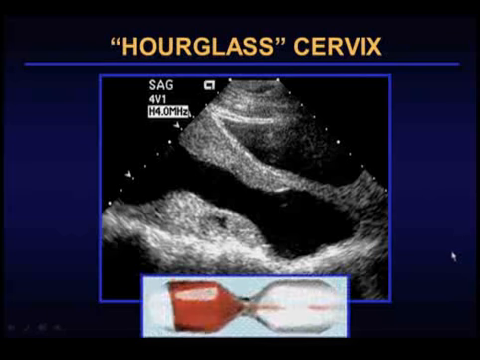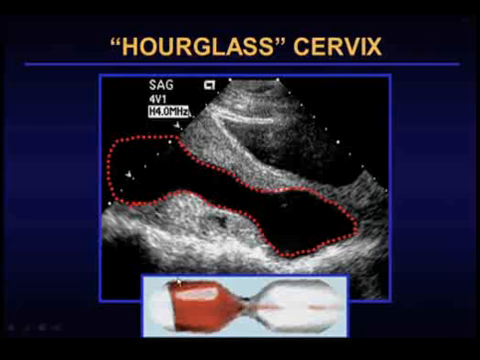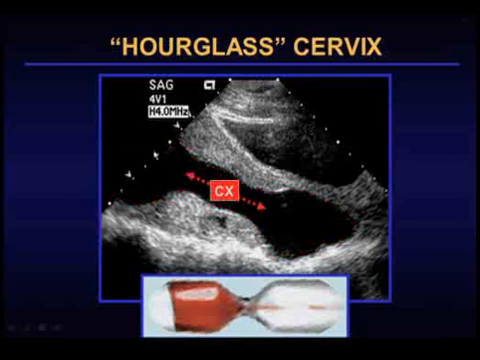And to those of you who have not seen it before, it might be confusing because you may fail to understand the anatomy. So let's look at this hourglass seen on this little diagram here, or picture. What are we looking at? That is the cervix. And you can see it is not as distended as the fluid that's in the vagina.